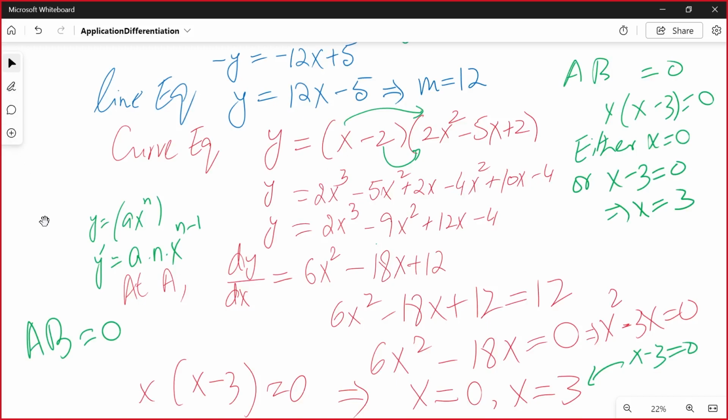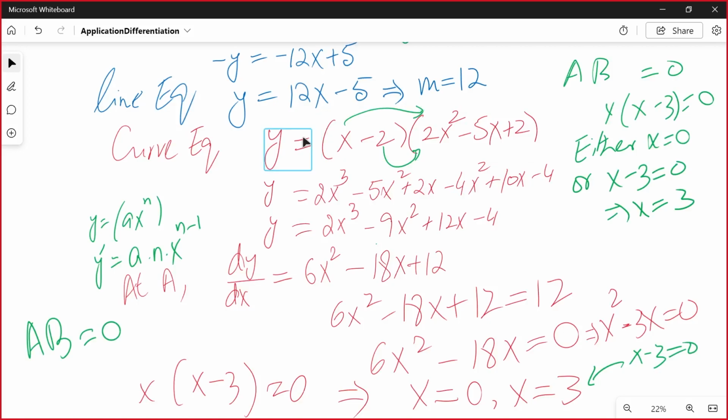Okay. And if x is equal to 0, what would be y? We have the original curve equation. So in the curve equation, you put x is equal to 0 and let me know what is y. You understand what we have, this equation, this is the curve equation. So if you put x is equal to 0, what would be y?